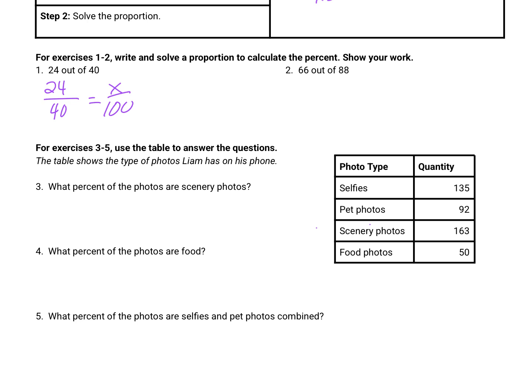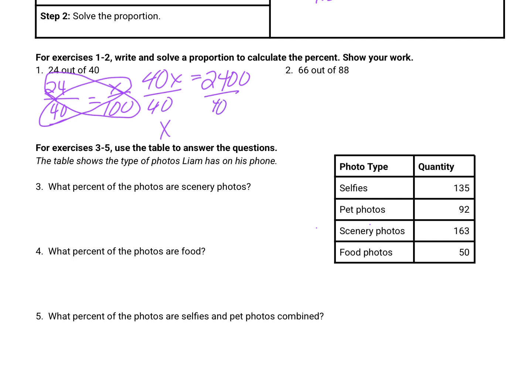Okay. Now, unlike that first example with our goalkeeper, there's not a number I can multiply 40 by to get to 100. So on this one, we're going to use cross products to solve. So I'm going to start by taking 40 times x. That gives us 40x. Then we're going to do 24 times 100. So 24 times 100 gives us 2400. Then to solve this, we're going to divide each side by 40. When I do this, we get an answer of 60.